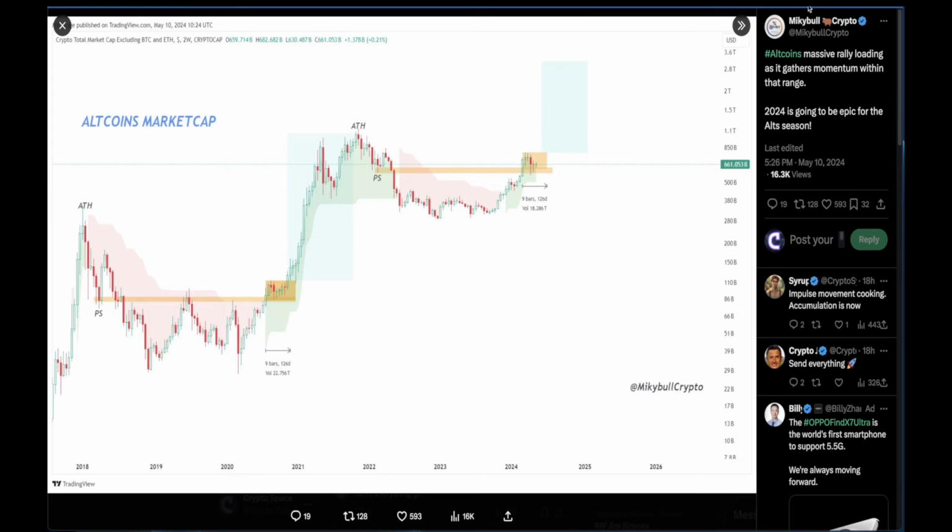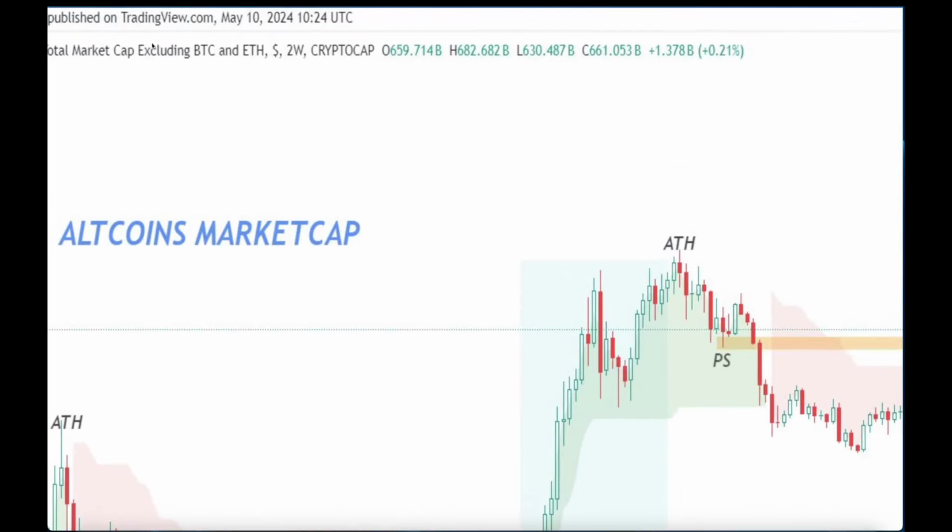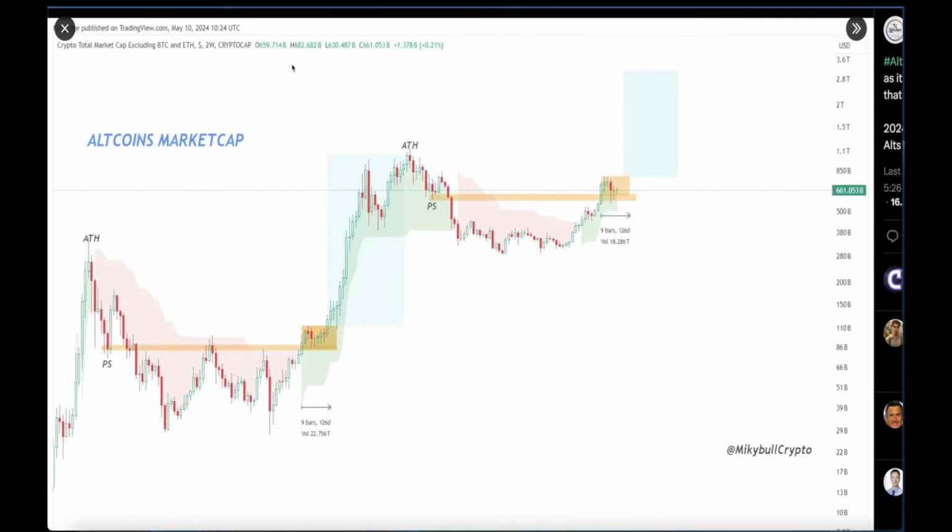Well, now let's have a look at altcoins. So according to Mickey Bull Crypto, altcoins massive rally loading as it gathers momentum within the range. 2024 is going to be epic for alt season. So guys, as you can see, we are pulling back and retesting that zone as a support. And after that retest, I believe we are going to see some huge gains to be made on the market. And by the way, that is total market cap, excluding BTC and Ethereum on a 2-weekly chart.